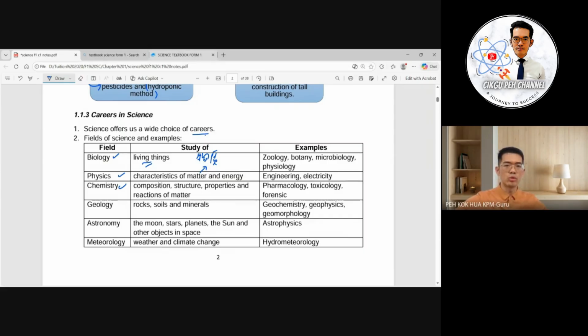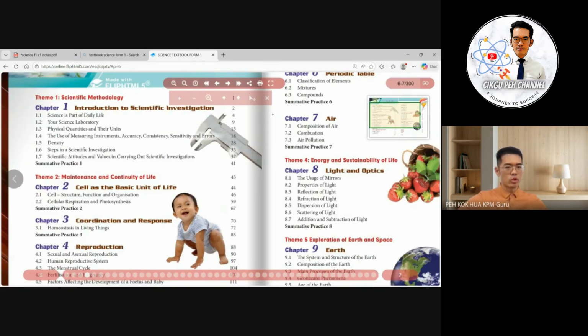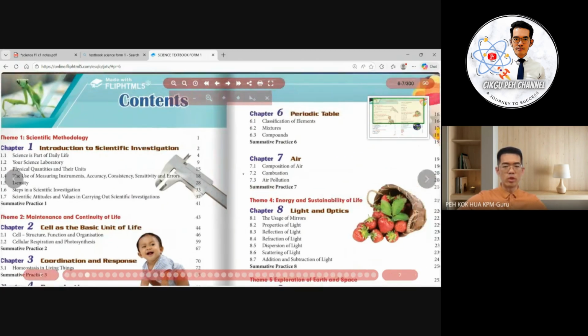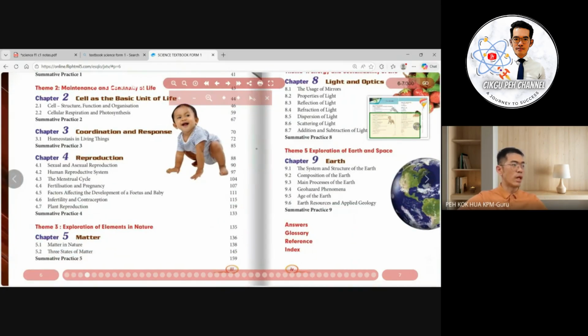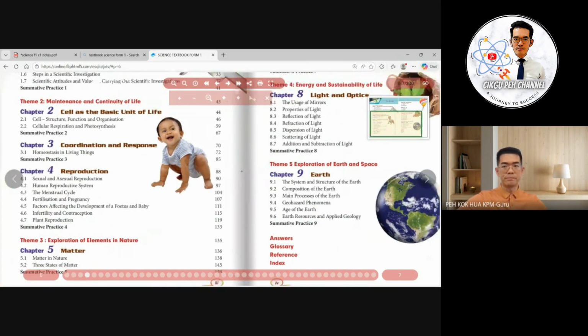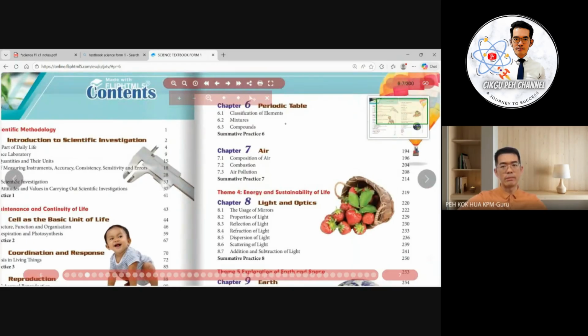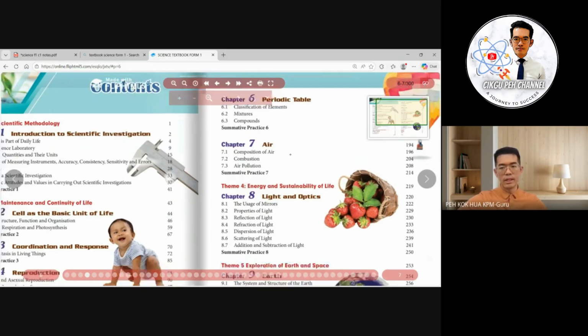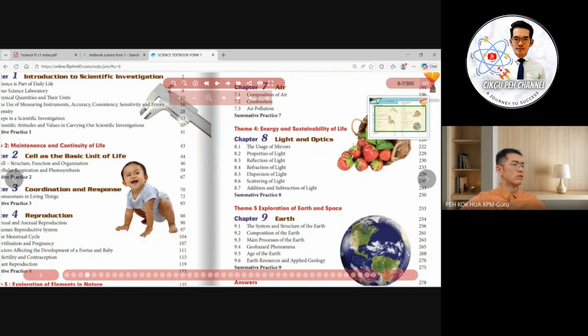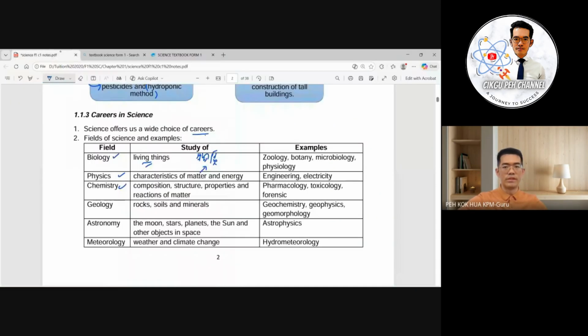Okay, so if let's say you go through our 9 chapters, chapter 2, cell as a basic unit of life, is actually related to biology. Chapter 3, coordination and response, also referring to biology. Reproduction also biology. Okay, if you go to chapter 5, matter is a subject under physics. Then for chapter 6, periodic table is chemistry. Air can be chemistry, light and optic, and earth will be physics. Okay, so this is a classification for the science when you go for science stream, when you go for Form 4 or Form 5.